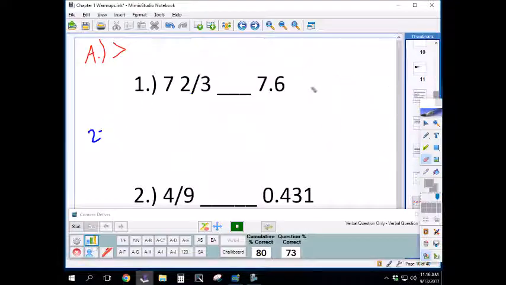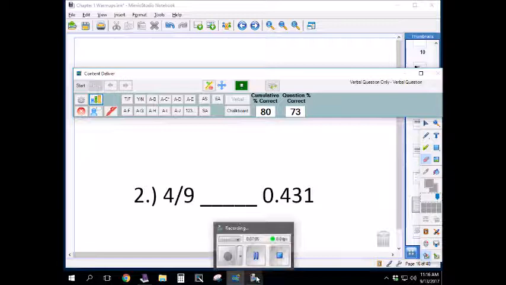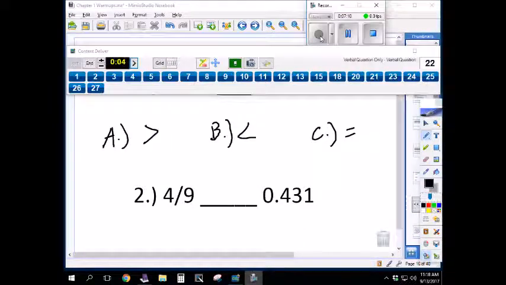Okay, let's try another one of those. It's below there. We're going to do the one below it now. Go ahead and start that one: 4 ninths and 431 thousandths. Make sure you show your work, though.